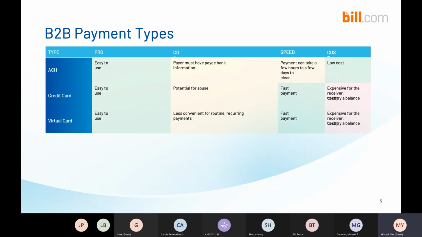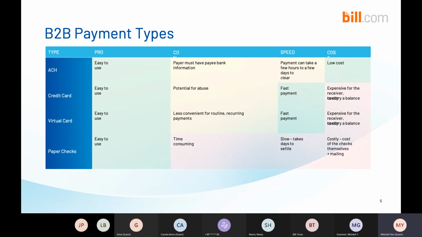There's also virtual card. A virtual card is a one-time 16-digit credit card token that functions as a proxy for a physical credit card. So it's very similar to a credit card, except it's one-time use. The virtual card really allows for more protection. It is easy to use. It is a fast payment, but it's also very expensive for the receiver to accept credit card payments.